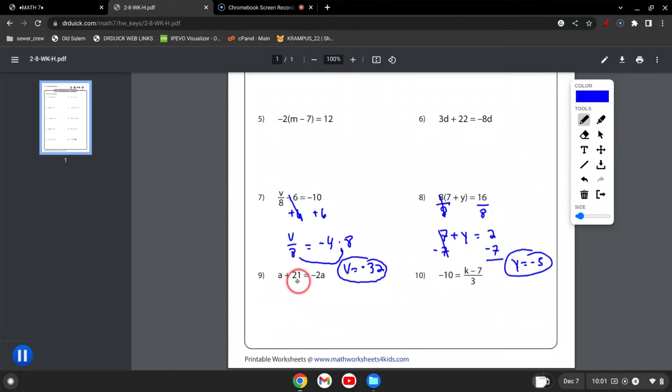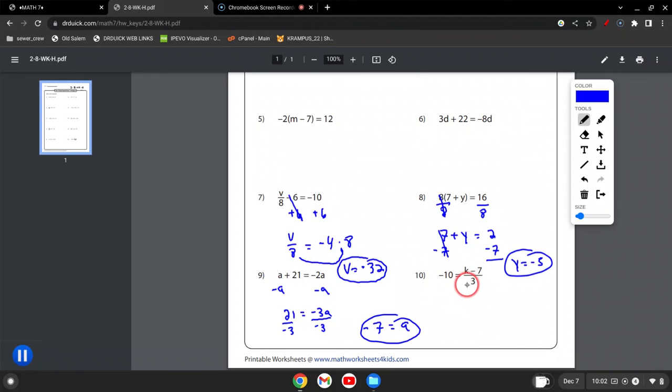Nice. All right, let's try this one. A's over here, minus 2a's over here. We have to get him over there. So add a to this side, add a to this side. So you end up with 21 equals minus 3a. If that's the case, let's just divide that by minus 3, divide that by minus 3. We get minus 7 equals a.